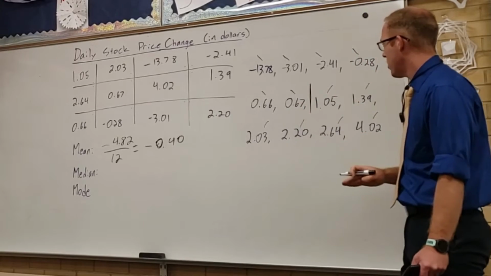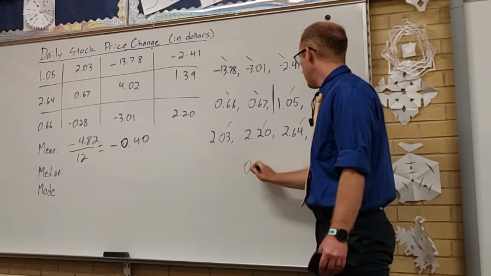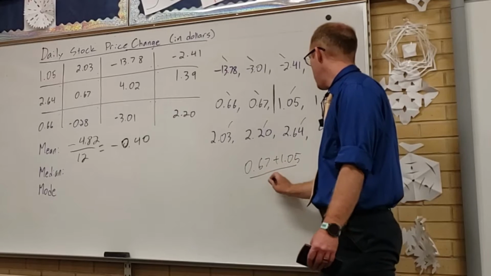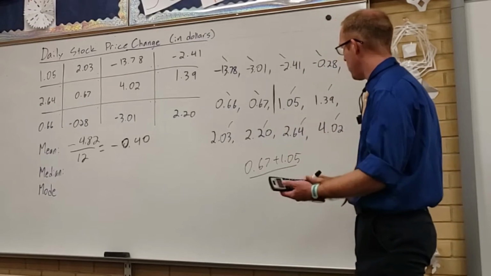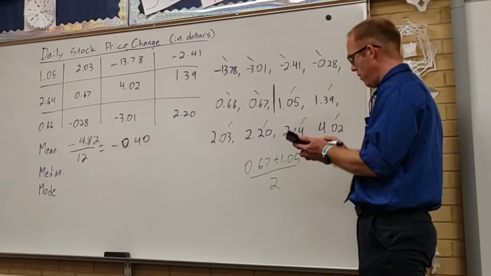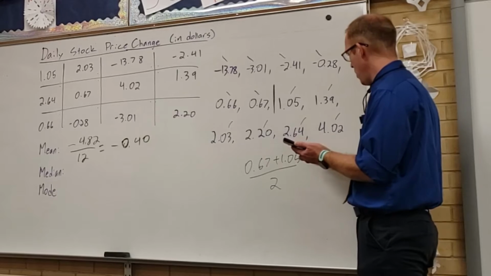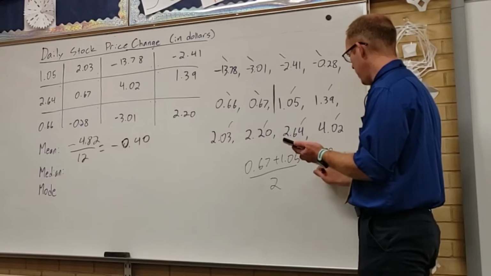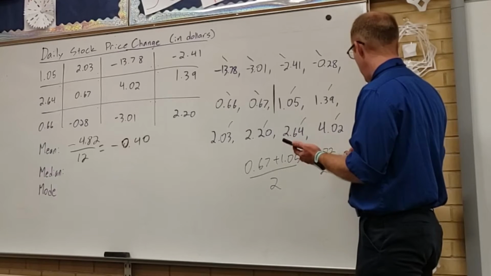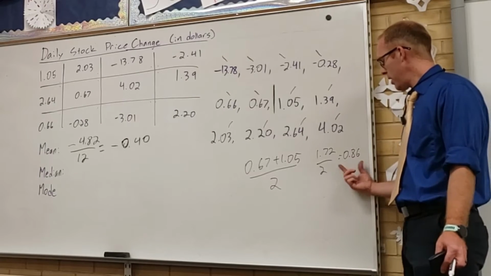Now this number is much harder to calculate than our last example, so I'm going to use our algebra. Do 0.67 plus 1.05, and we're going to divide that by 2 to find the mean between those two numbers, what's exactly in between those. So 0.67 plus 1.05 gives us 1.72, and when we divide that by 2, that gives us 0.86. So this one's telling us that it's going up by 86 cents.